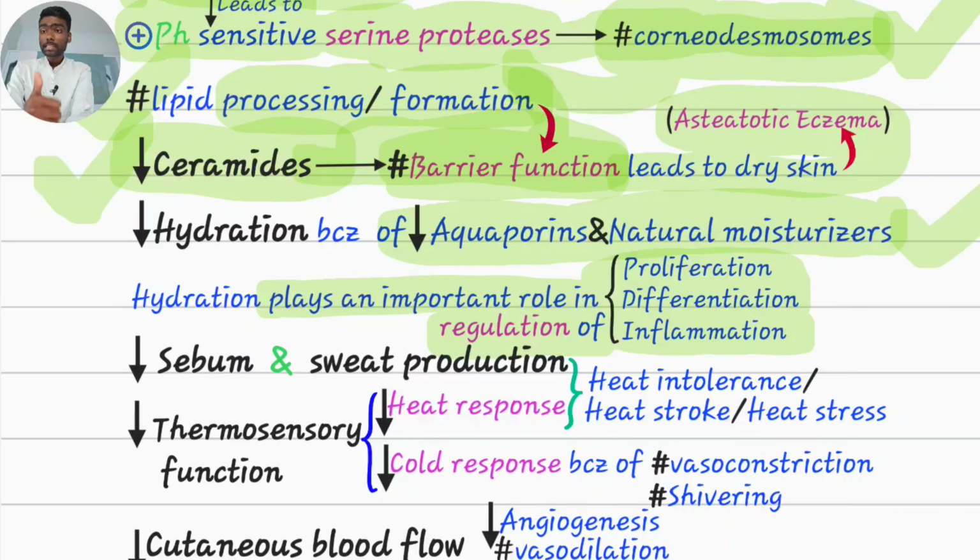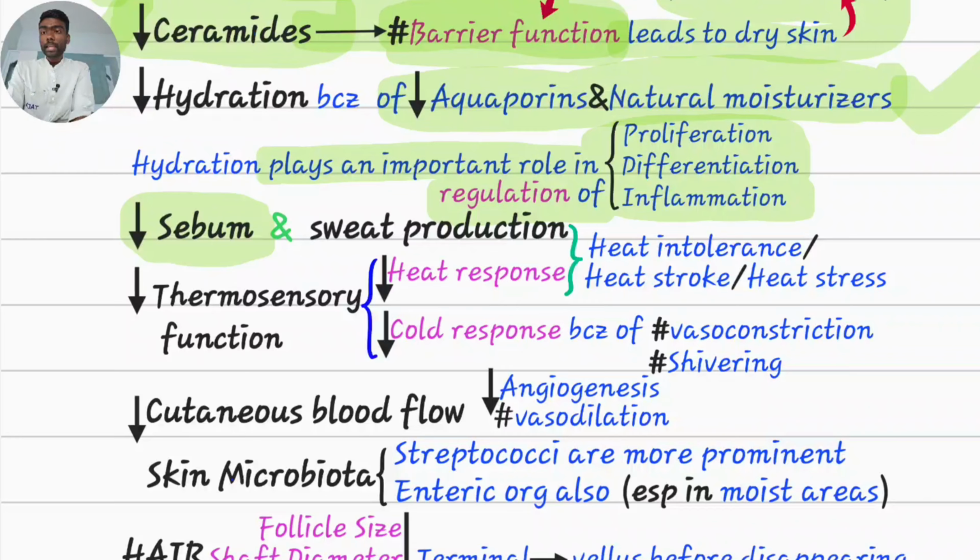There will be reduction in sebum production, but sebaceous glands will be enlarged due to reduction in cell turnover. There will be reduction in sweat production and also reduction in number of sweat glands, both eccrine sweat glands and apocrine sweat glands. If there is reduction in sweat production in response to heat, it may lead to heat intolerance, heat stress, and ultimately heat stroke.